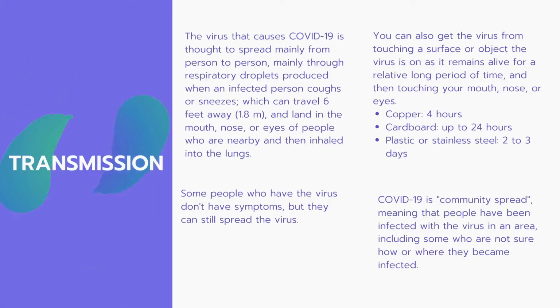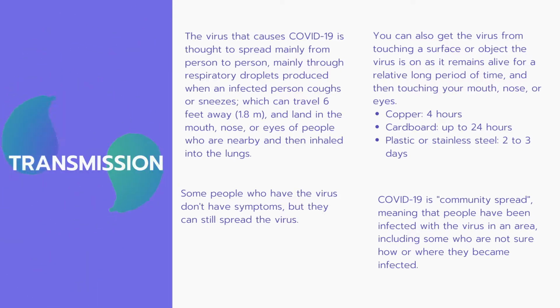Transmission. The virus that causes COVID-19 is thought to spread mainly from person to person through respiratory droplets produced when an infected person coughs or sneezes, which can travel 6 feet away, which is equivalent to 1.8 meters, and land in the mouth, nose, or eyes of people who are nearby and then inhaled into the lungs. Some people who have the virus don't have symptoms, but they can still spread the virus, which is the reason why this virus has spread exponentially among the population.